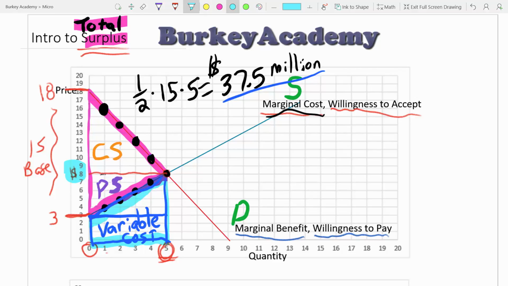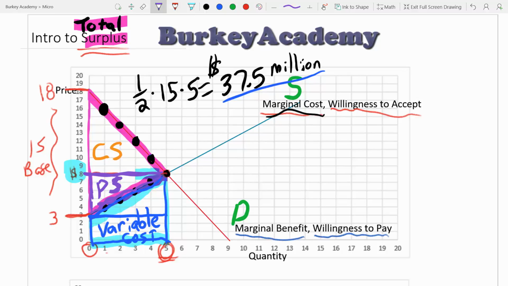The producer surplus is the difference between the price they receive here, the $8, and the cost that they have to spend on these variable costs, the labor and materials costs on the bottom. So that's the producer surplus. Now we can see that the consumer surplus plus that producer surplus area gives us the total surplus.